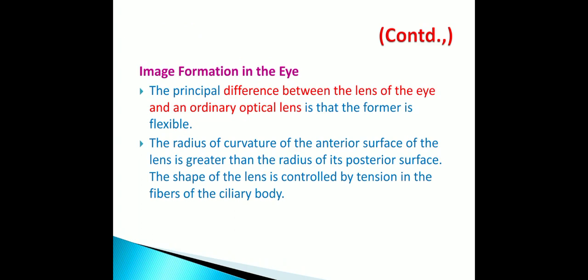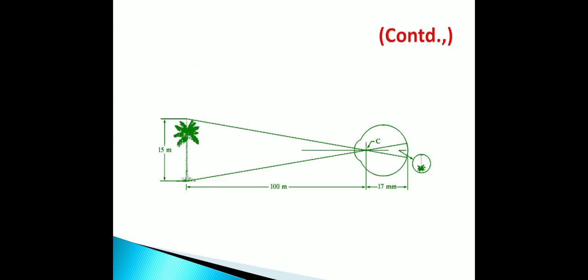Image formation in the eye. So far we have discussed the structure of the eye. Now, how the images are formed at the eye level. The principal difference between the lens of the eye and an ordinary optical lens is that the former is flexible. The radius of curvature of the anterior surface of the lens is greater than the radius of its posterior surface. The shape of the lens is controlled by tension in the fibers of the ciliary body. This is the image formation in the eye.